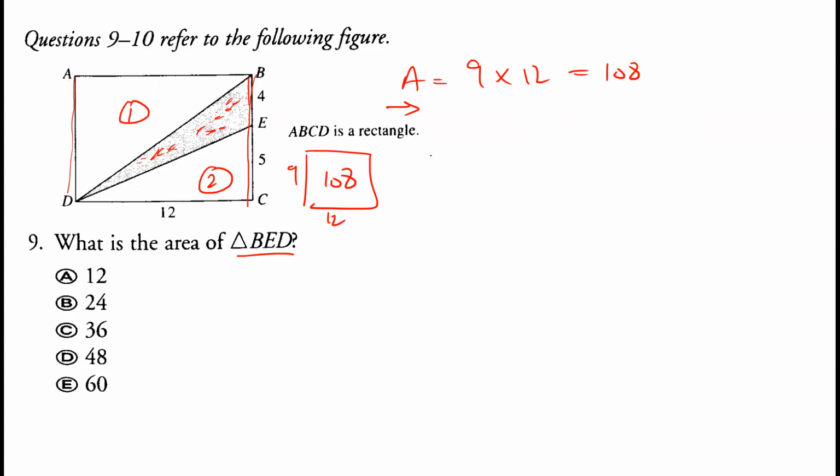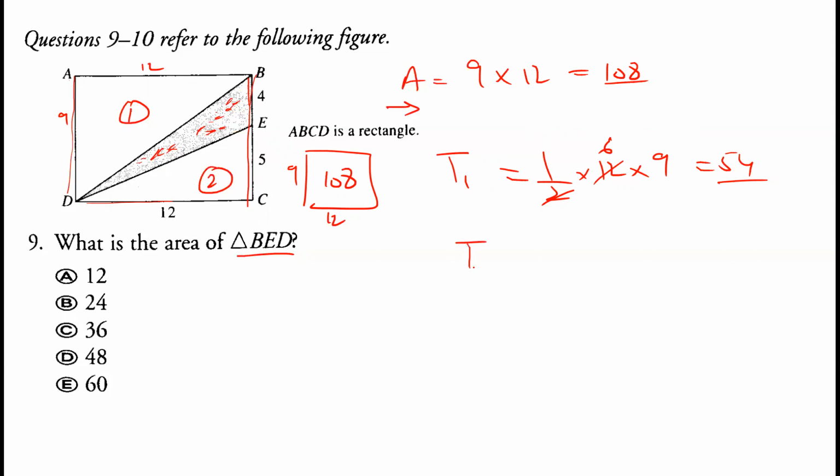What would be the area of triangle 1? Triangle 1 would be half into base into height. So what is your base? 12. What is your height? This is your 12 and this is your 9. So 6 9s are 54. And you can also see that this triangle 1 is half of the rectangle. So if the area of your rectangle is 108, then the area of triangle 1 would be half of 108, that is 54.